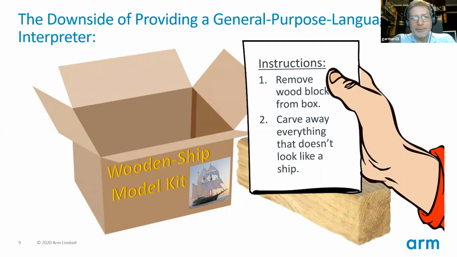How do you make a wooden ship kit? Well, you supply a block of wood and then tell them to carve away everything that doesn't look like a wooden ship. So yeah, you can do anything you want, but the problem is that you have to do anything you want yourself. You don't get any help.